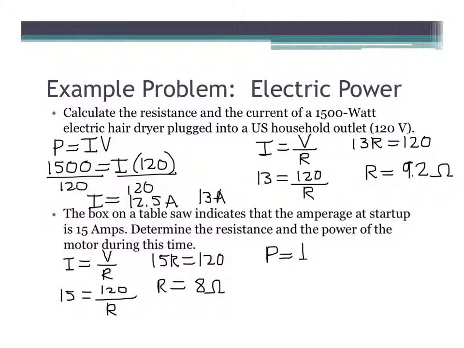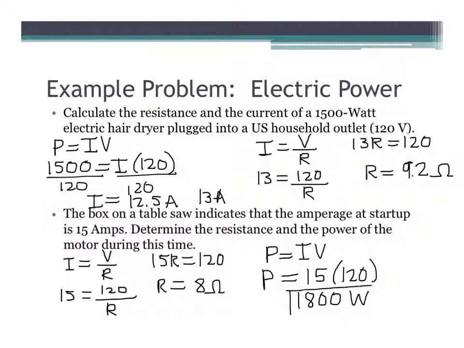We also were asked to calculate power. Power is equal to current times voltage. So the power consumed, the amount of energy consumed every second at startup, is 15 amps times 120 volts, which gives us 1,800 watts, or 1,800 joules in every second.